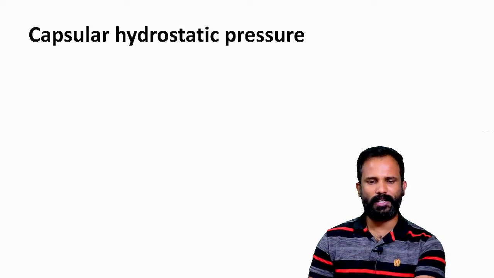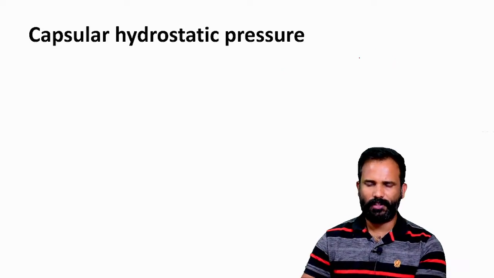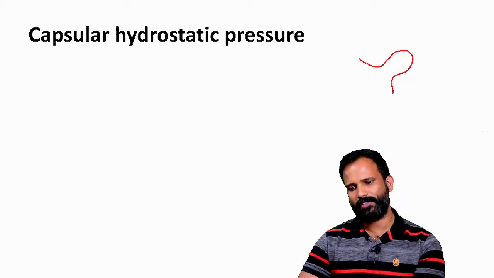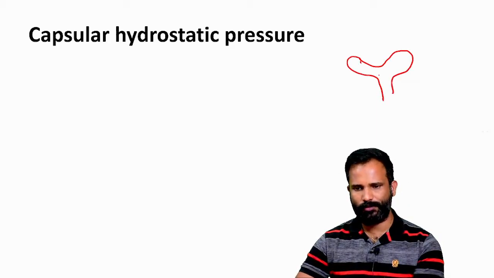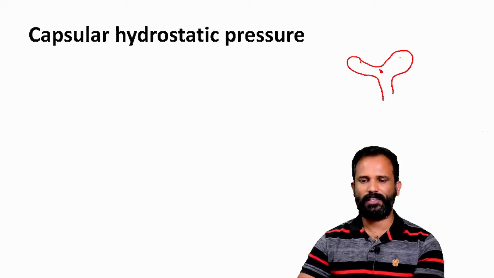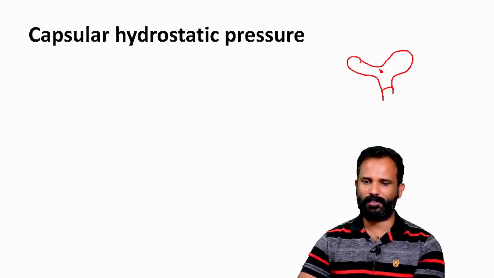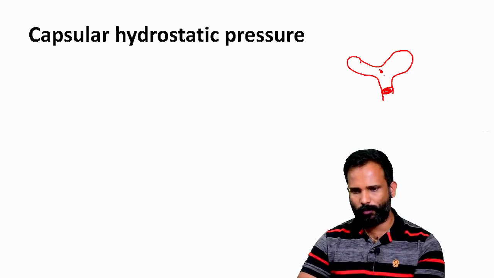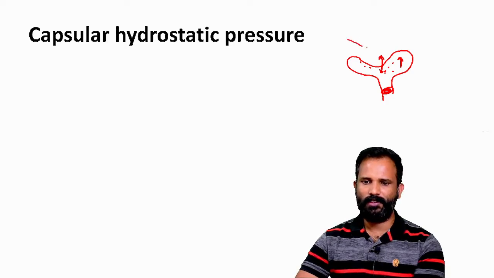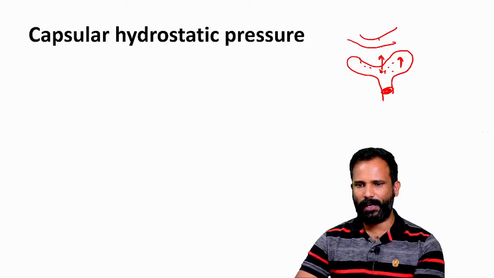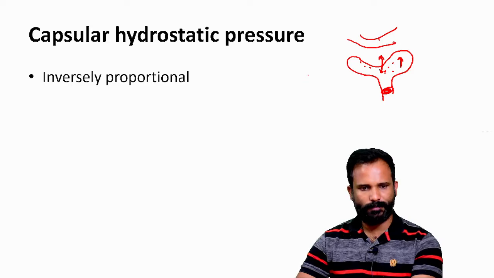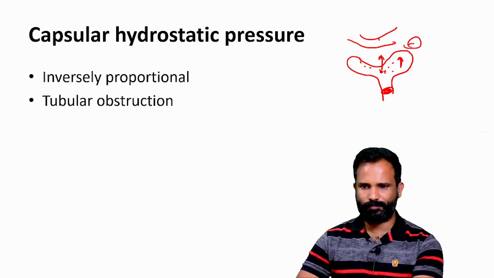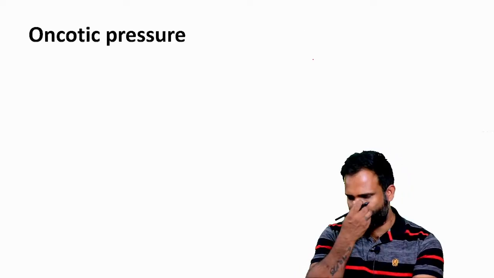Coming to the capsular hydrostatic pressure. So if the hydrostatic pressure in the Bowman's capsule, let us think there is a stone here blocking the tubule. So the fluid accumulates here. Now the pressure here increases, which opposes the filtration from the capillaries. So inversely proportional, as seen in tubular obstruction.